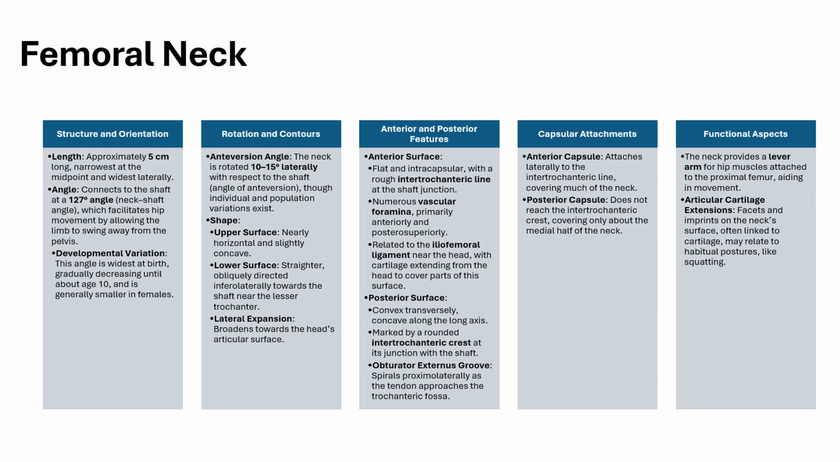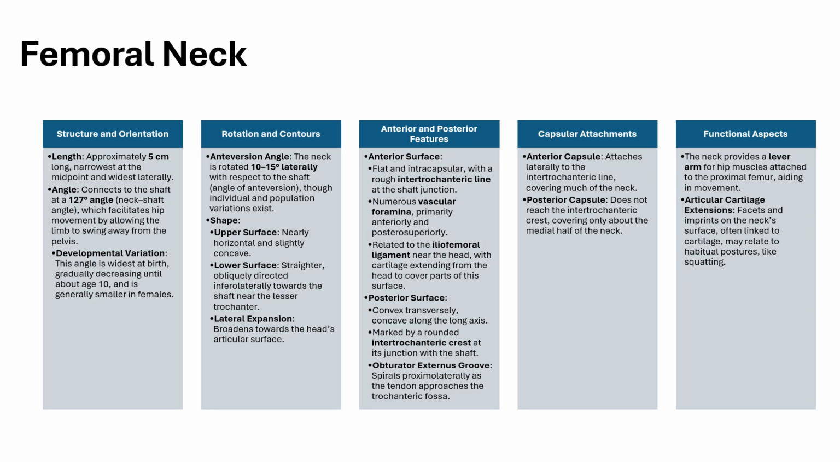with the shaft. There is a groove for the obturator externus muscle that is known as the obturator externus groove, that spirals proximally and laterally as the tendon approaches the trochanteric fossa.